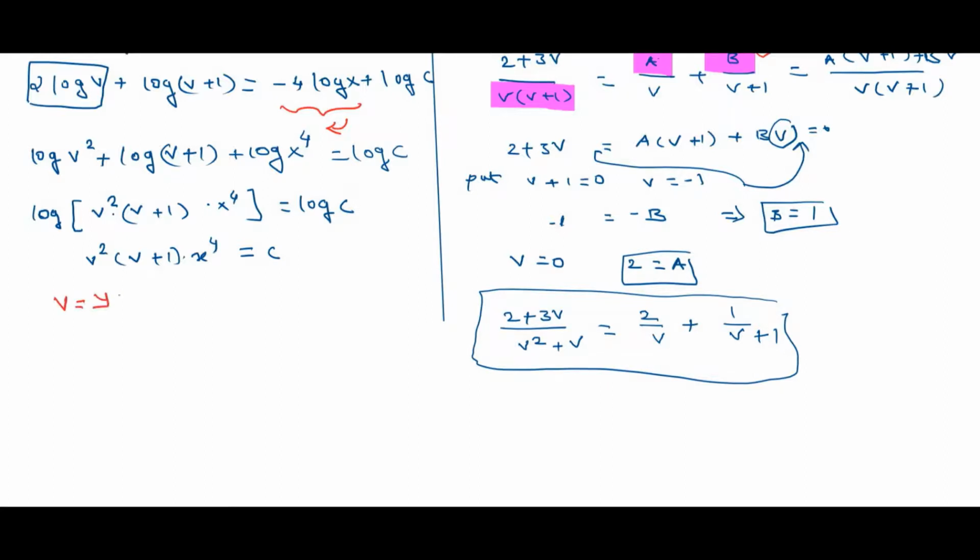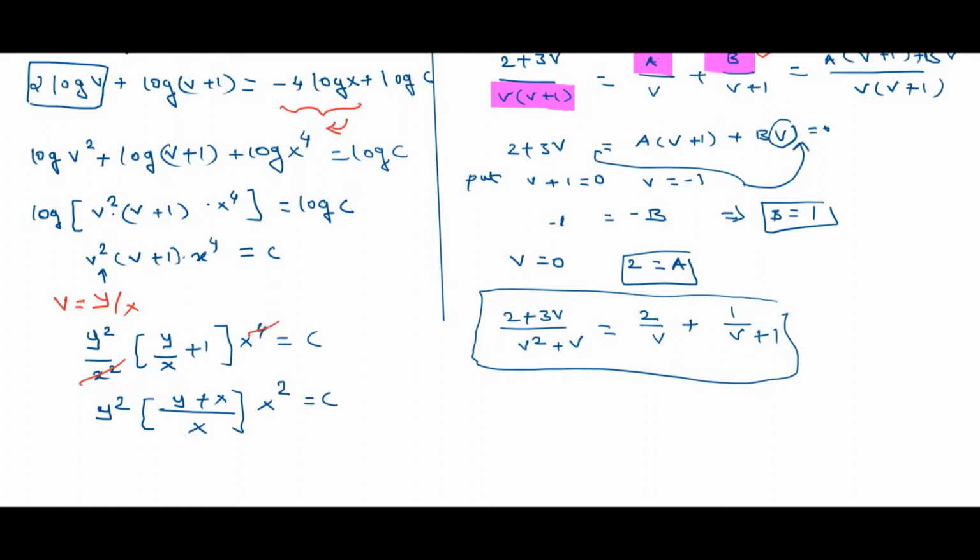At last, substitute the value for V. V value is equal to y by x, because y is equal to v x, so v is equal to y by x. If you substitute here, you will get y square divided by x square into bracket y by x plus 1 into x raised to 4 is equal to C. Now one of this x square and this x square get cancelled, so that we get y square into bracket, and here LCM is x, and by using cross product we are left with y plus x, and only x square gets cancelled, means still x square remains as it is, into C.